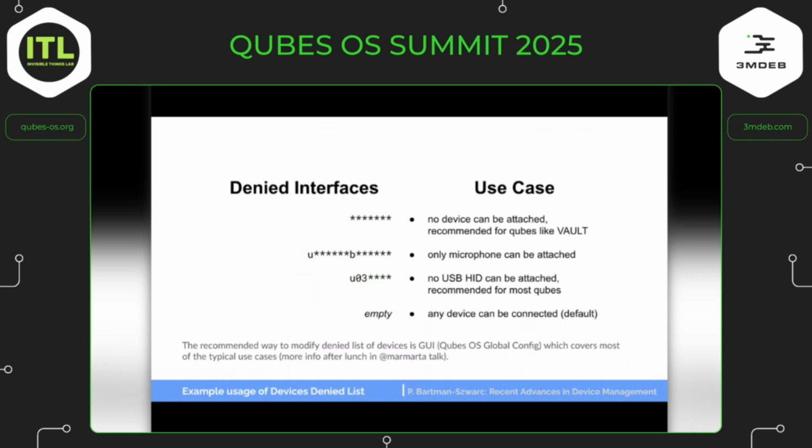The second one, for example, uses 6 asterisks, B, 6 asterisks. It allows only the microphone to be attached manually, and all USB and block devices are blocked. And in the third line, we can see U03 and 4 asterisks. This means that no USB HID can be attached. And I recommend this option as, let's say, a default for most or almost all VMs in the system.